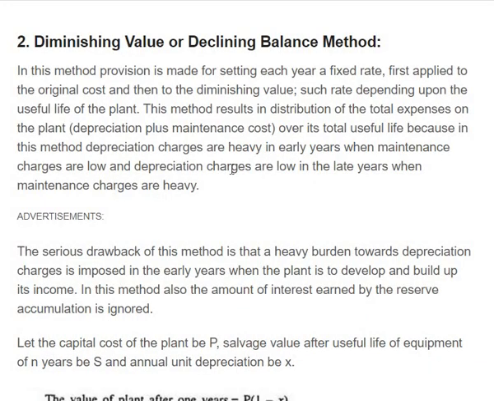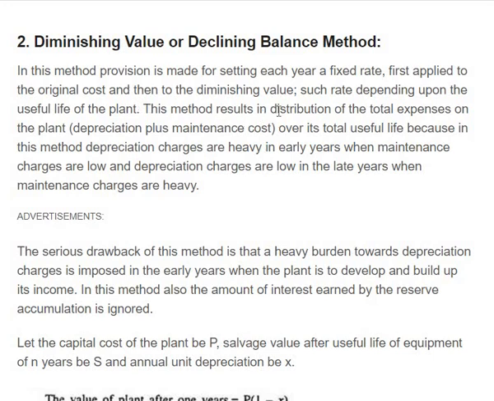Now we will see the second method to determine depreciation. The second method is the diminishing value or declining balance method. In this method, provision is made for setting aside each year a fixed rate, first applied to the original cost and then to the diminishing value, such rate depending upon the useful life of the plant.